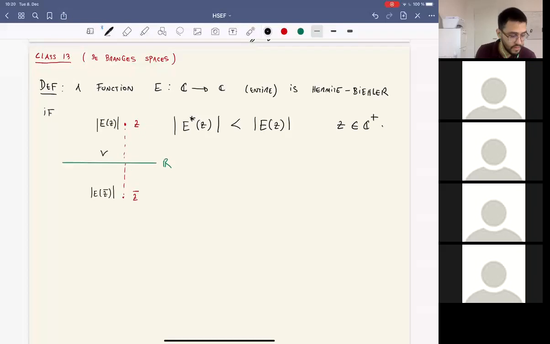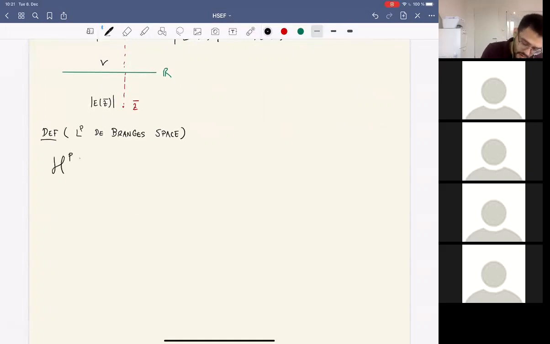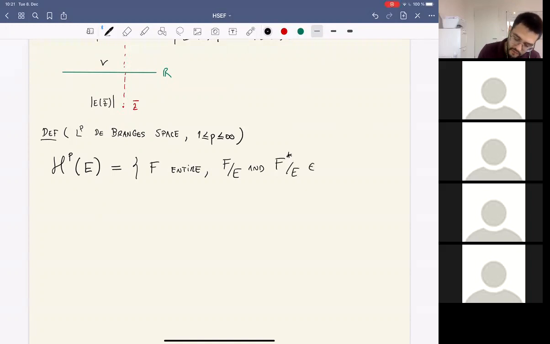Okay, so whenever you have a Hermite-Biehler function, you can define the de Branges space. So let me define here the LP de Branges space. Okay. So what is it? Your notation will be like this, and we'll define it for one less or equal than P, less or equal than infinity. So this would be the set of functions F entire, such that F over E and F star over E are both of bounded type in the upper half plane.